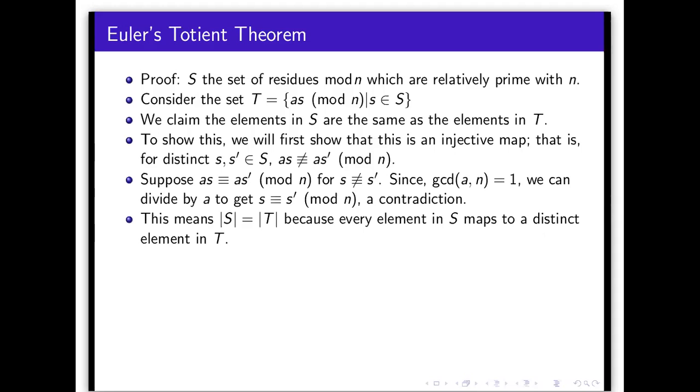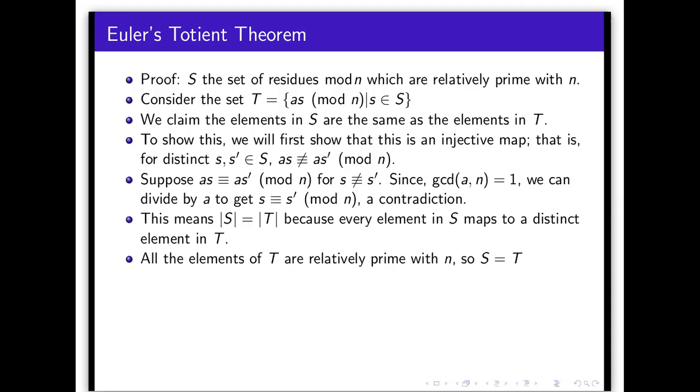This means that both S and T have the same number of elements. But since we said earlier that all of the elements of T are relatively prime to n, this means that S has to equal T, because S was also the set of residues that are relatively prime to n. So we can conclude that they both have the same elements.